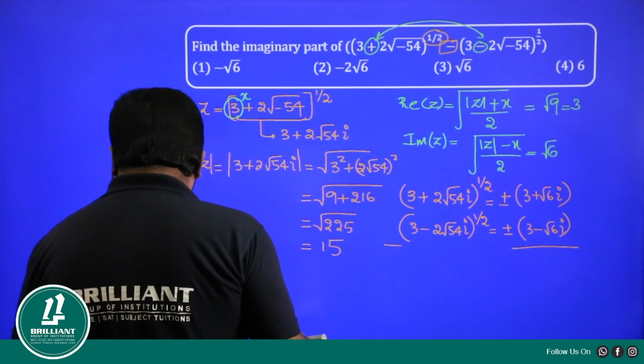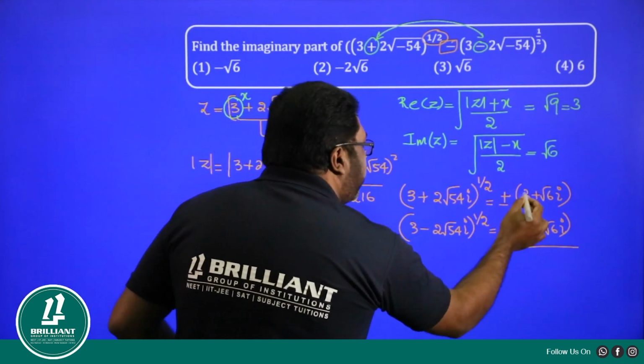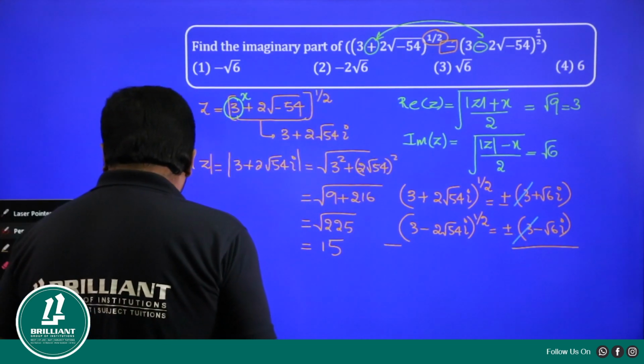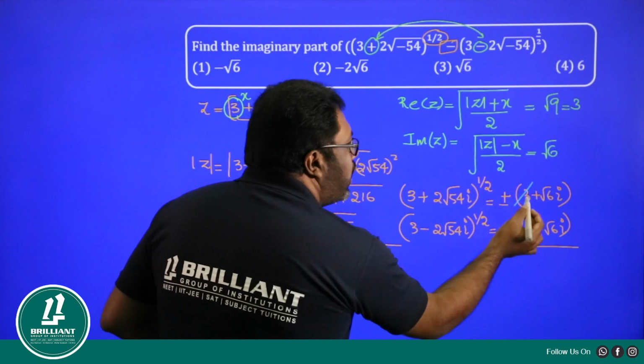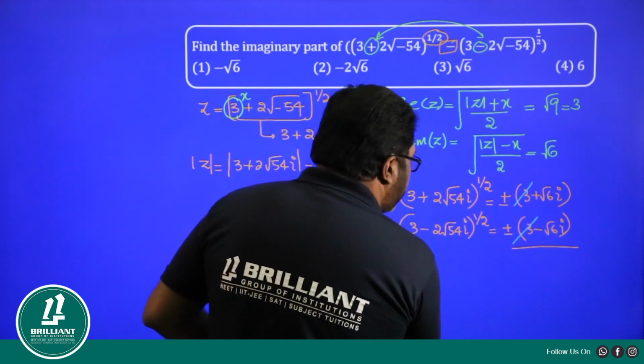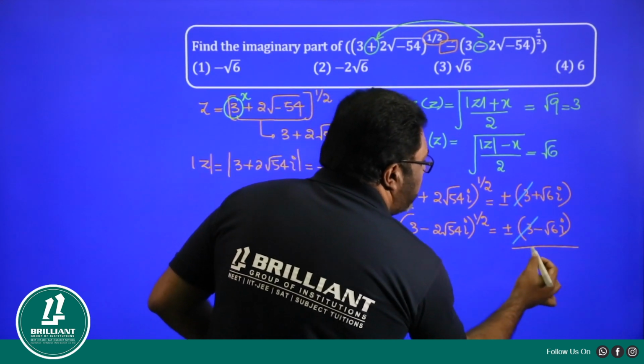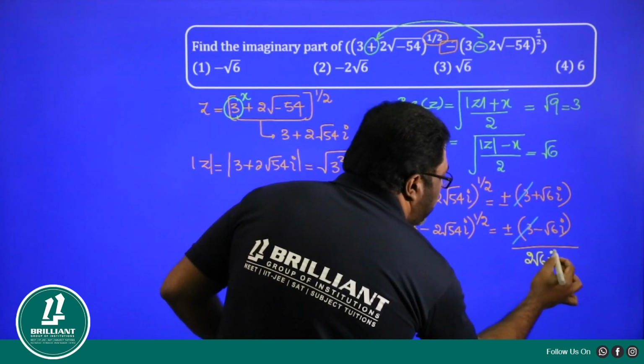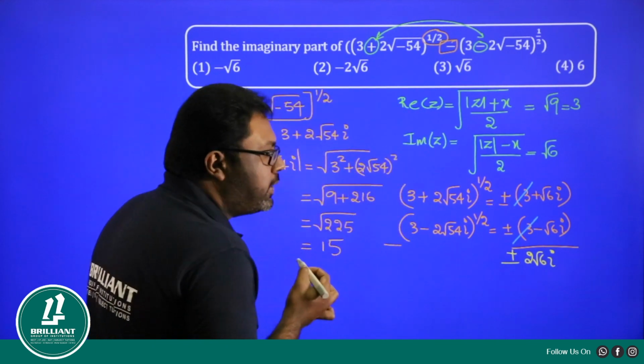I can easily cancel off 3 and 3. And what is left for me in the final answer? I can easily write it as root 6i plus, because minus and minus will make it plus, root 6i plus root 6i, 2 root 6i. Okay, and I'm going to have a plus or minus.